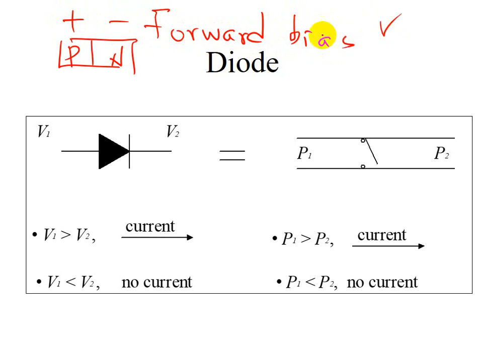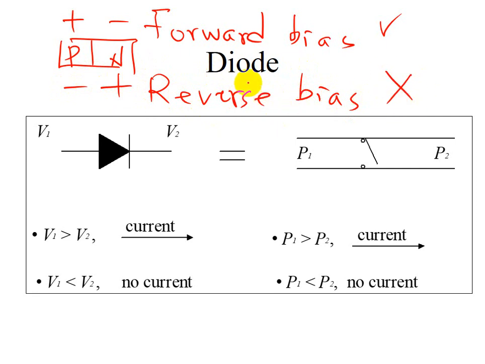And current goes through. If you have the P-type semiconductor connected to the negative polarity and the N-type connected to the positive polarity, this is called reverse bias, and no current goes through. Okay, and this is the symbol of the diode in electronic design. This is the P side and this is the N side.